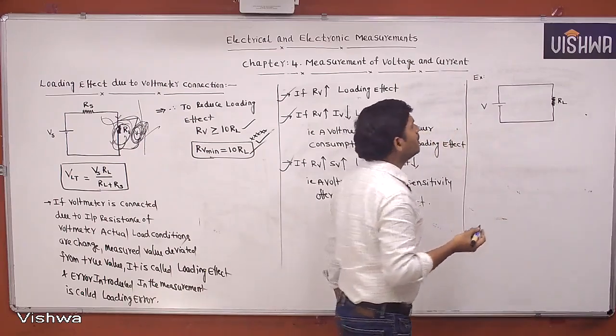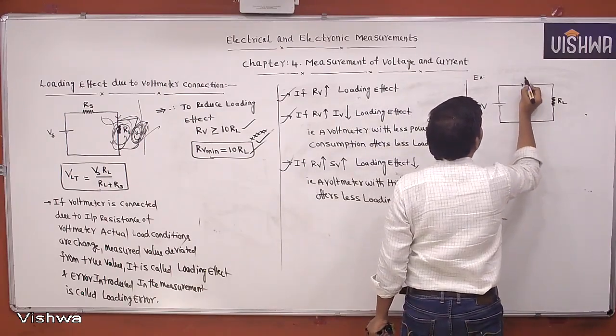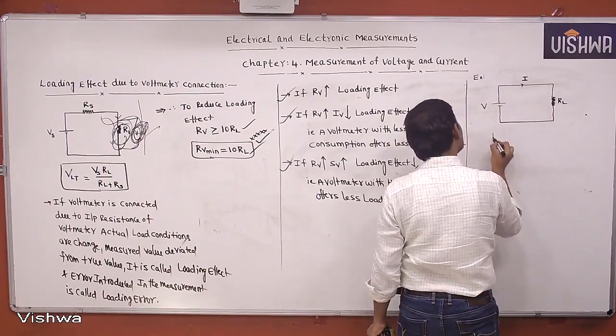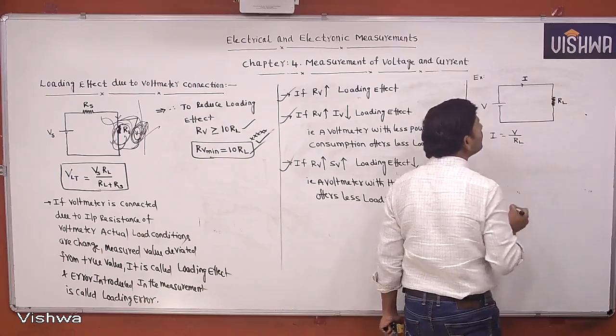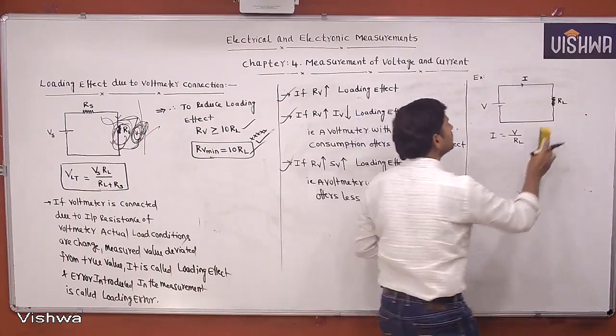Okay. Then let this current be I. Then what is I equal to? V by RL. V by RL.